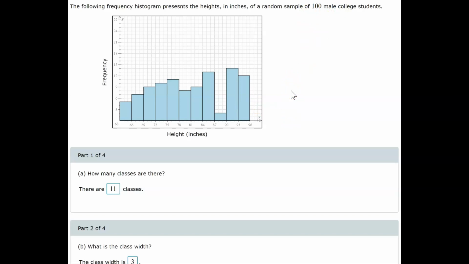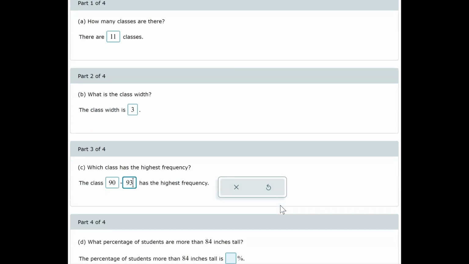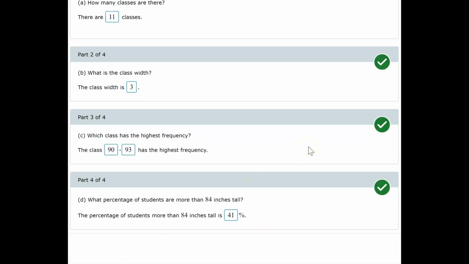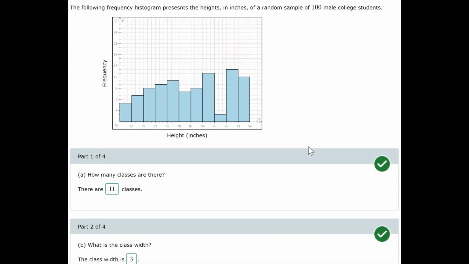41 divided by 100 will give you in your calculator 0.41. So as a percentage, 0.41 we know is 41%. So the answer to this last one is just 41%. And so I can check the answer here in Connect, and I should get 4 green check marks, and I do. So hopefully this helps you with those questions where you are interpreting what's given to you in a histogram.